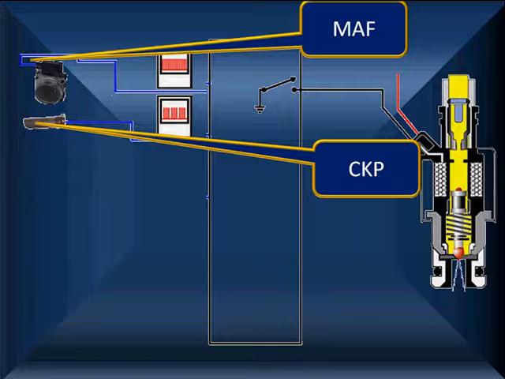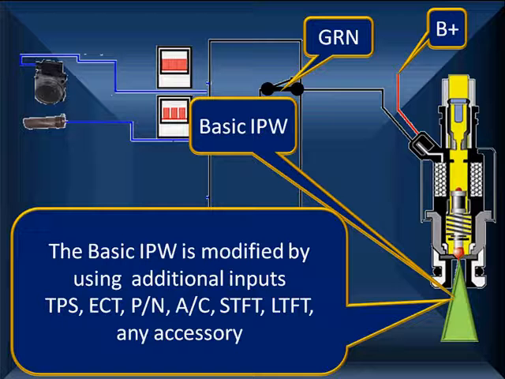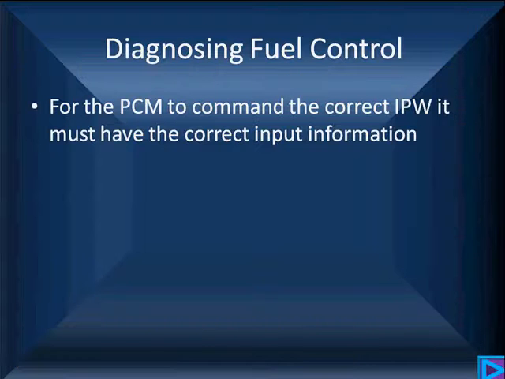It's pretty simple. We've got a crankshaft position sensor. We've got a mass airflow. They're going to give us our base pulse width, and then we're going to modify it with TPS, coolant, park neutral, AC, short-term fuel trim, long-term fuel trim, and things like other accessories. For instance, if we happen to have a fuel composition sensor on a flex fuel, it's part of the deal. But let's diagnose. For the PCM to command the correct injector pulse width, it must have the correct input information.